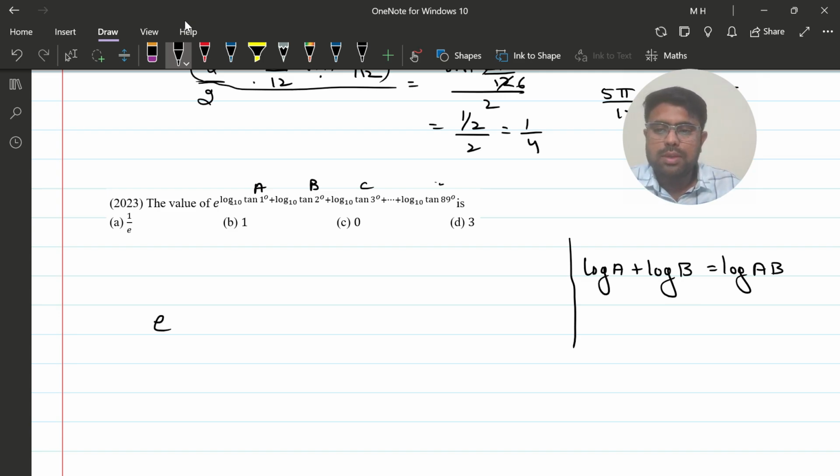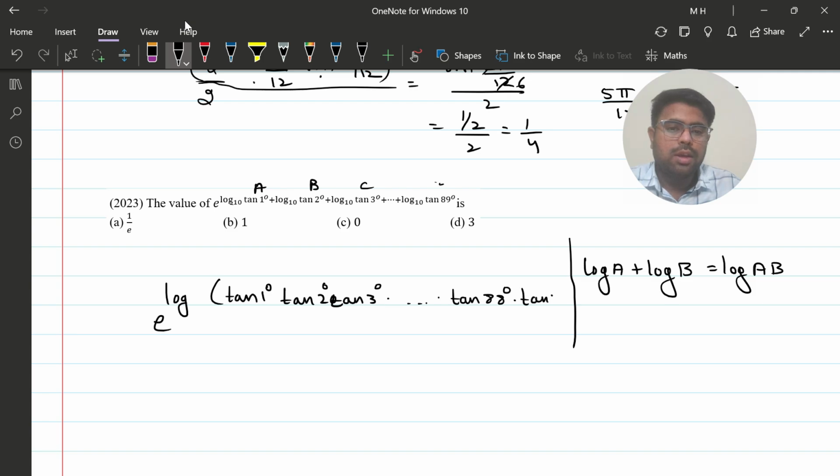So can I write this down simply as e raised to log of tan 1 degree into tan 2 degree into tan 3 degree into so on up to tan 88 degree into tan 89 degree, right? Now look, tan 1 degree and tan 89, can I write tan 89 as 90 minus 1? Yes. What is tan of 90 minus theta? Cot theta. So it is cot 1 degree. This is cot 2 degree. So if I keep on writing, I get cot 3, cot 4, etc.